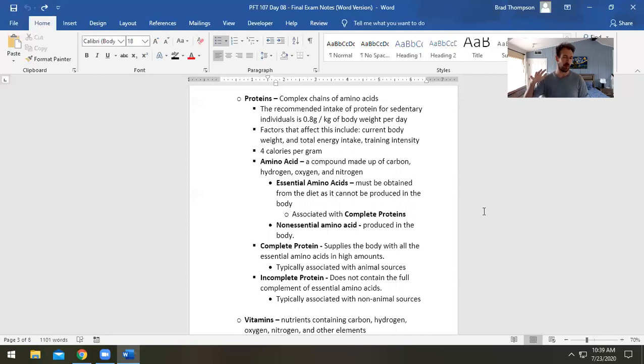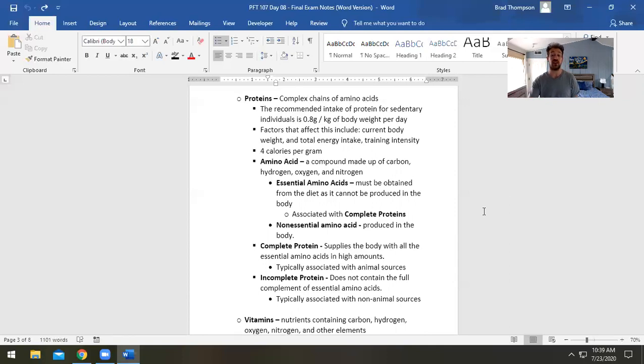So we want to consume about 0.8 grams of protein per kilogram of body weight if we are living a sedentary lifestyle. Now, if we're living a very active lifestyle, that protein intake need is actually going to go up substantially, sometimes all the way up to 1.9 grams per kilogram.